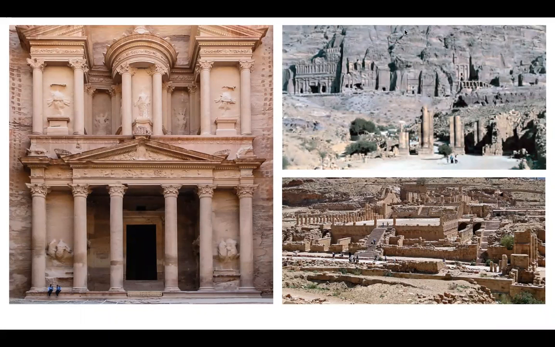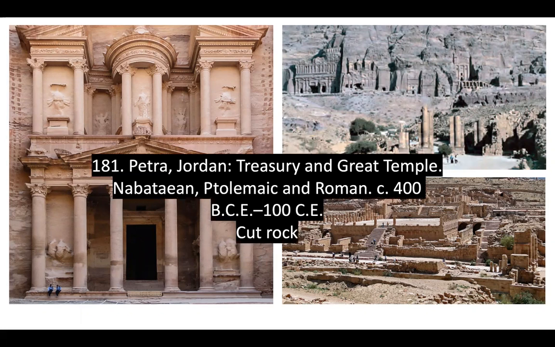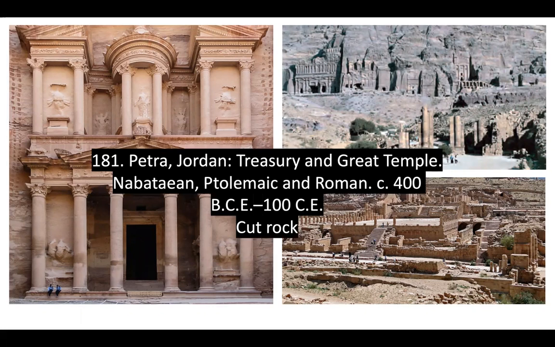The College Board gives us these three images that we need to be able to recognize as all being part of Petra, which is in Jordan. So this is image number 181. And the most important image is on the left, and this is the Treasury. That's why it says Treasury.